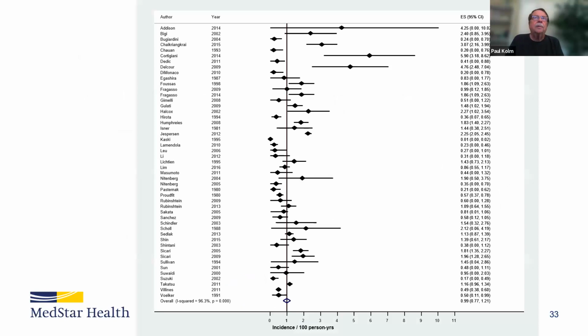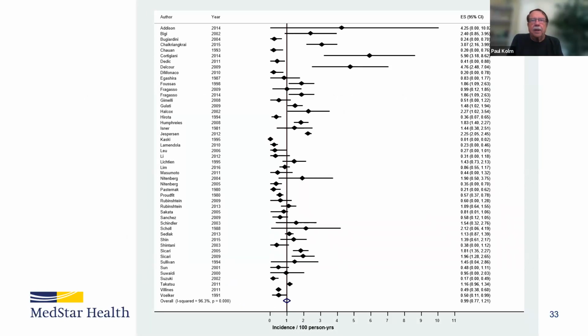So this is their forest plots. You can see that they have quite a number of studies. And you can see that the effect size, the risk in terms of person years, is virtually 1 at the very bottom there, 0.99.